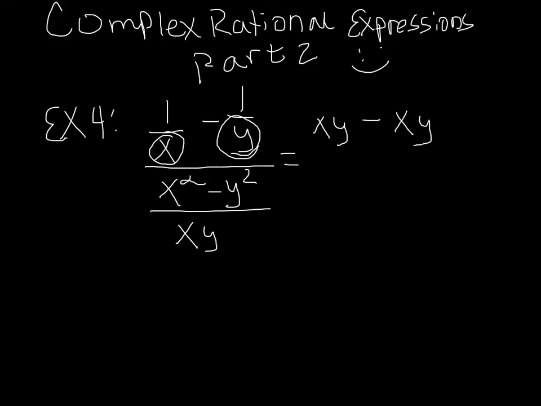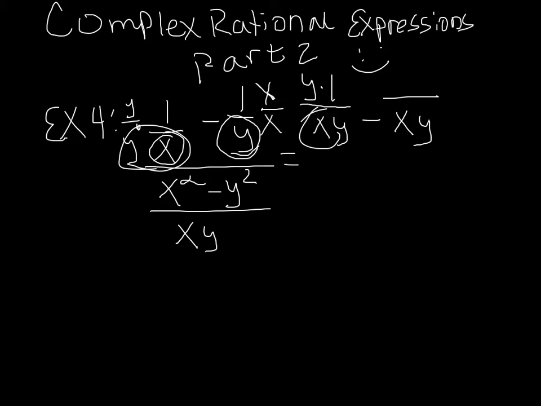Now think about it: if we have xy in the bottom, what did we do to get that there? We have to multiply both sides by y over y, and that's how this becomes this here. So on the top you'd have y times 1. For the second one, we had to multiply the top and the bottom by x over x, so that would be 1 times x, and then the xy on the bottom.